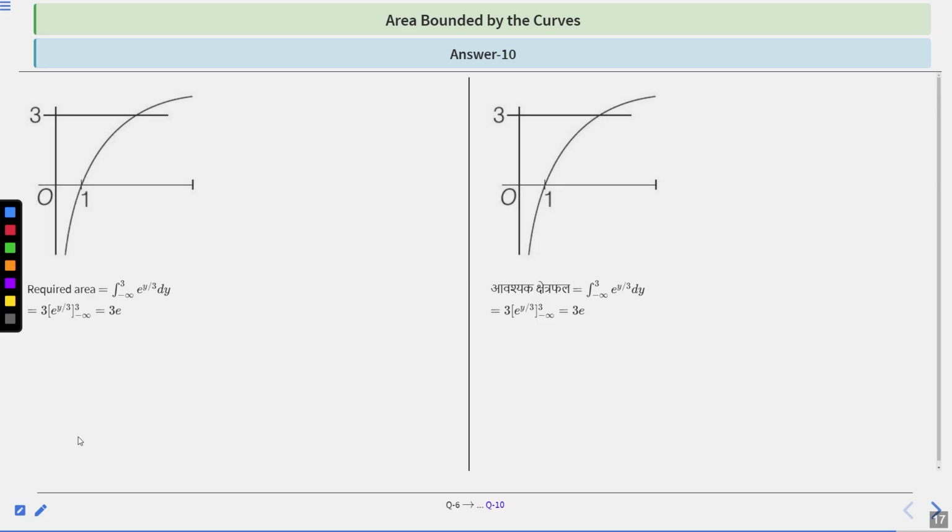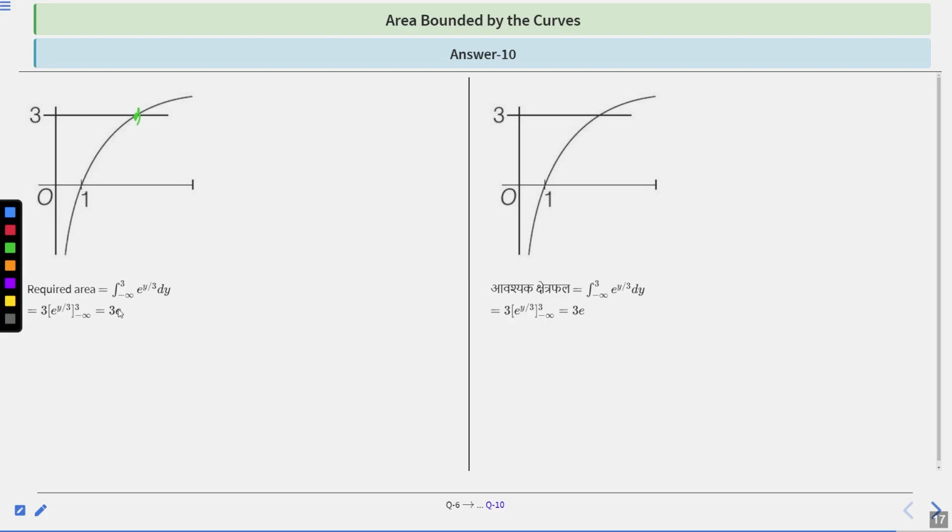Now we can draw the graph of 3 ln x. This is the graph of 3 ln x. It is cutting the x-axis at (1, 0). Therefore, the required area will be, going from minus infinity to 3, because the line is y = 3. This point is (e, 3), with some x coordinate.